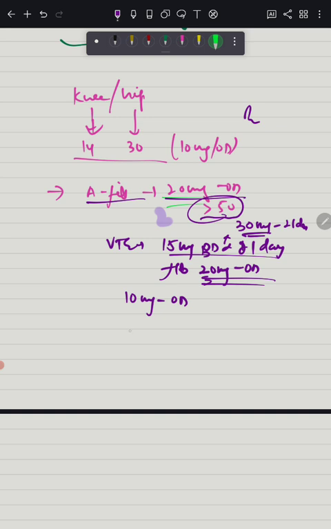And so AFib is 20 mg per day if creatinine clearance is more than 50, VTE is 15 mg BD for 21 days, followed by 20 mg OD. For prophylaxis 10 mg OD, and also for chronic coronary syndrome 2.5 mg BD is the dose. It is as per the COMPASS trial.